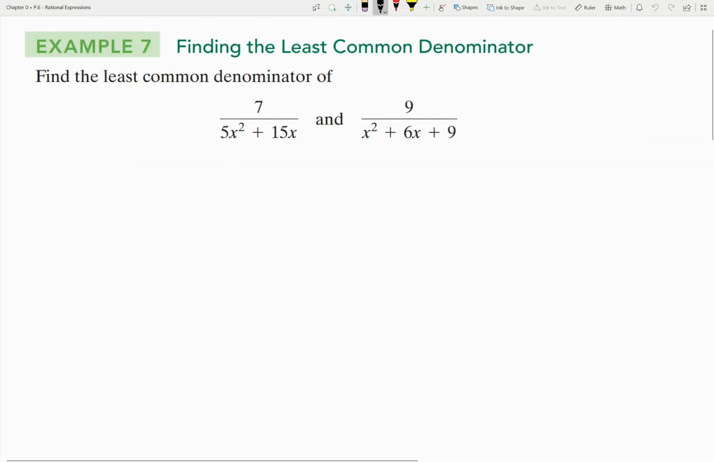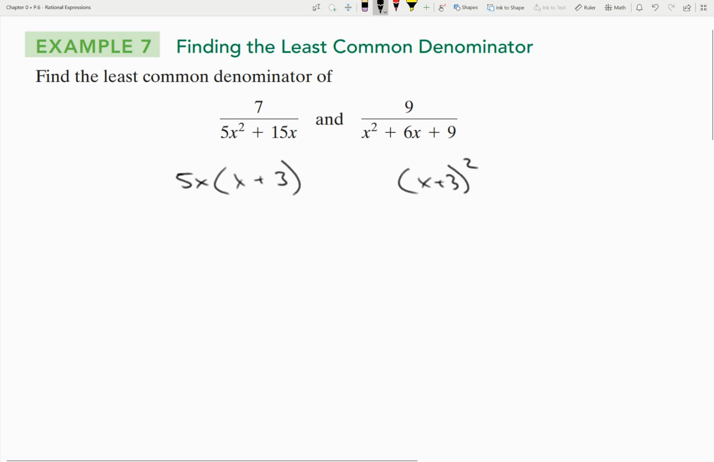So what does that mean? It means if I have these two expressions and I want to find the least common denominator, I'm going to factor them. So here's a 5. Ooh, we can also take out an x. So 5x times x plus 3. And this one factors into x plus 3 squared.